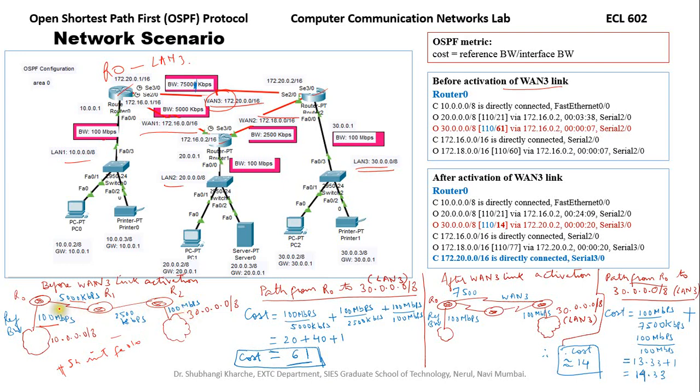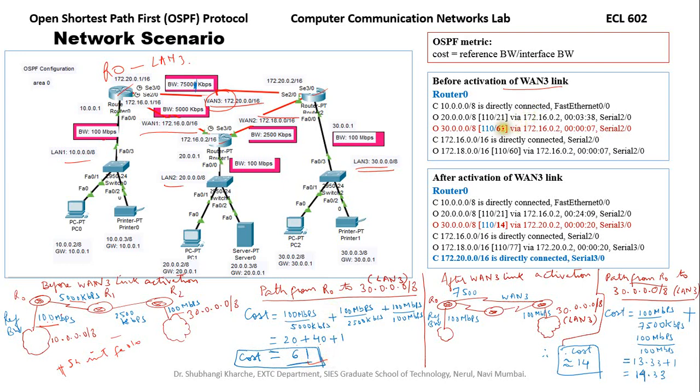Now we are interested in determining the cost metric from R0 to the 30 dot network. So the cost metric is shown over here. The cost will be equal to this 100 Mbps reference bandwidth divided by 5000 kbps, plus again 100 Mbps reference bandwidth divided by 2500 kbps for the second link, plus the 100 Mbps reference bandwidth divided by the bandwidth of this outgoing interface of this router R2, which is the bandwidth of this Fast Ethernet interface, 100 Mbps. So the cost will be equal to 20 plus 20 plus 1, which is equal to 61.